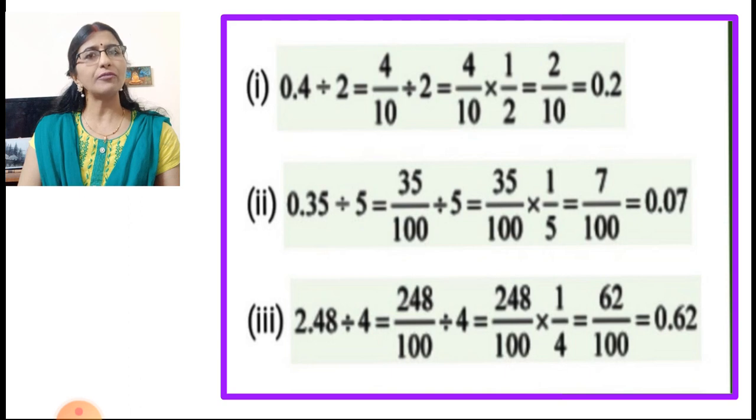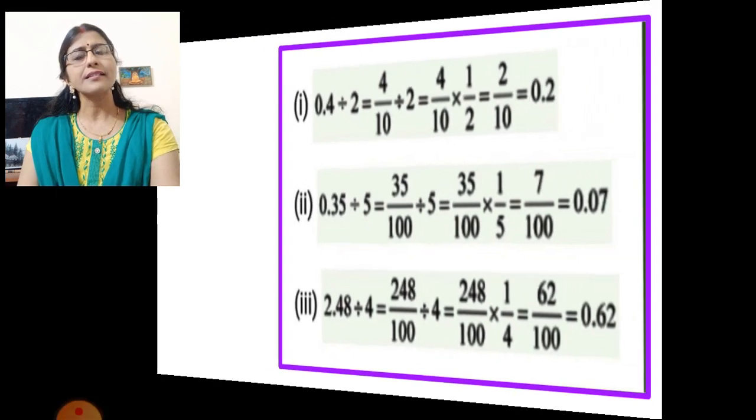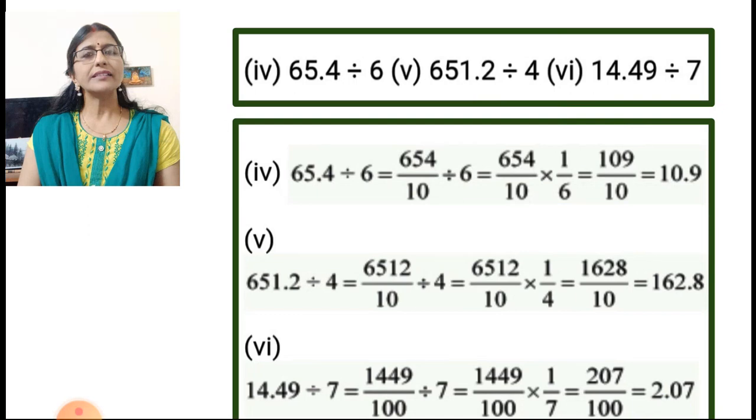4 is 4 upon 1. If we write the reciprocal form, it will become 1 upon 4. And then you can reduce 248 and 4. When you reduce, you will get 62 upon 100. And then again we'll convert it into decimal form, as 100 is there in the denominator, and division 62 divided by 100 upon means division. So the point will be shifted to the left by 2 places. So you'll get 0.62.